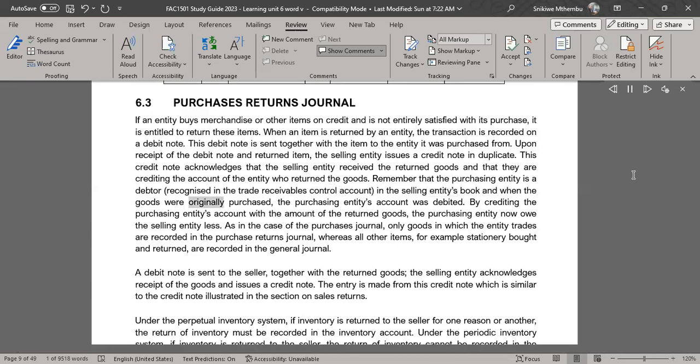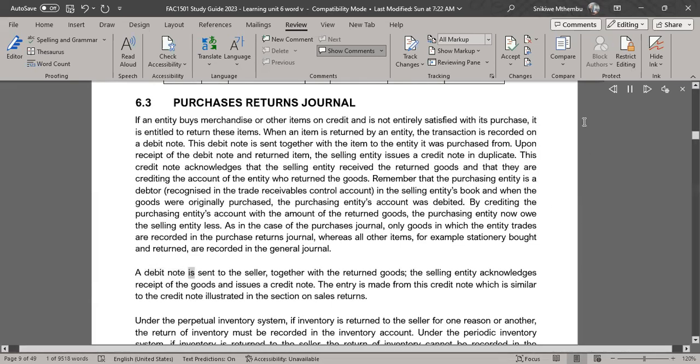and when the goods were originally purchased, the purchasing entity's account was debited. By crediting the purchasing entity's account with the amount of the returned goods, the purchasing entity now owes the selling entity less. As in the case of the Purchases Journal, only goods in which the entity trades are recorded in the Purchases Returns Journal, whereas all other items, for example stationery bought and returned, are recorded in the General Journal.